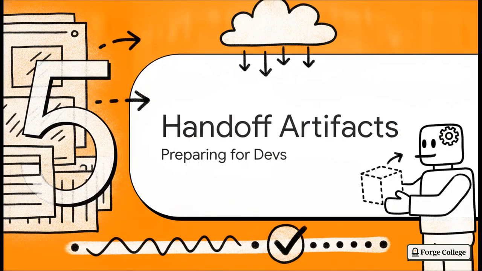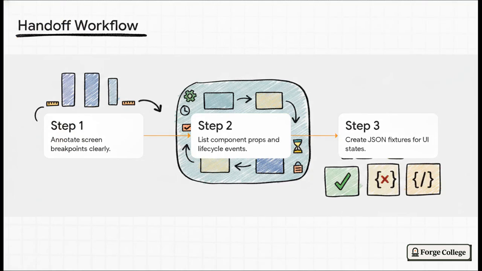And finally, Section 5, preparing the handoff artifacts. This is the crucial workflow step where you actually package all these brilliant schematics for your development team. Step 1, annotate your screen breakpoints clearly. Step 2, list the component props and lifecycle events so the data flow is obvious to everyone.